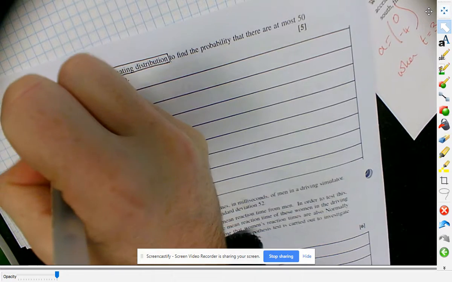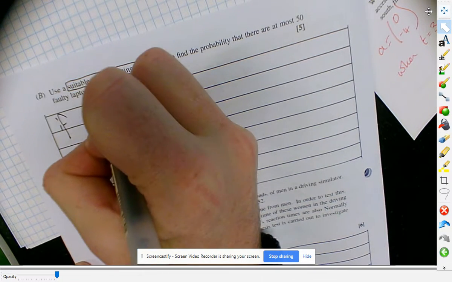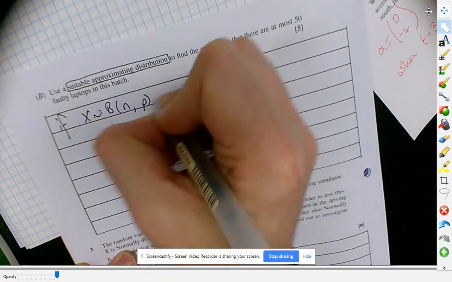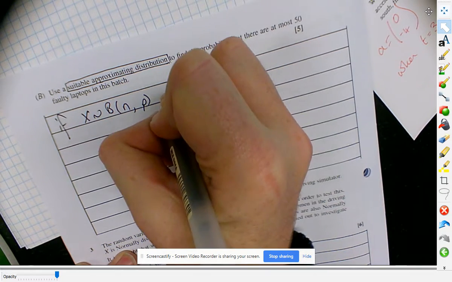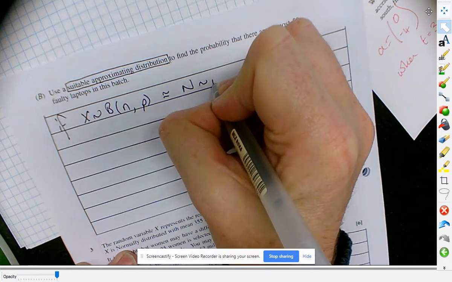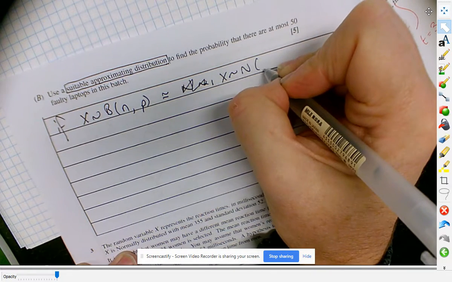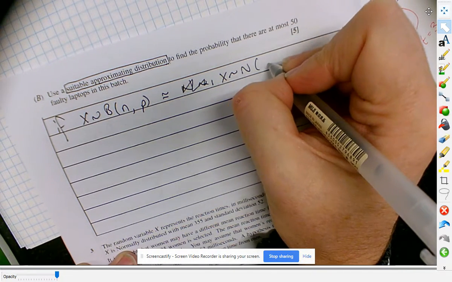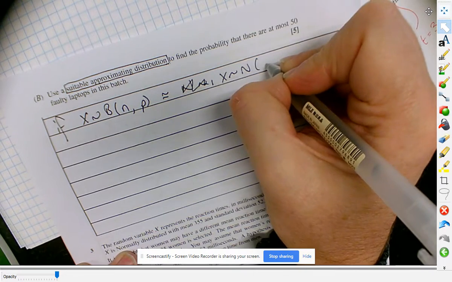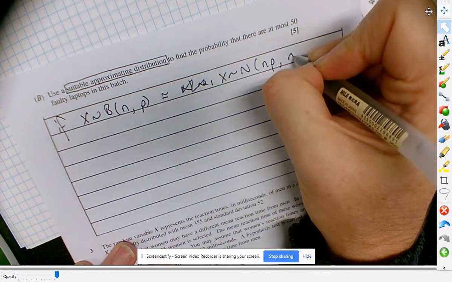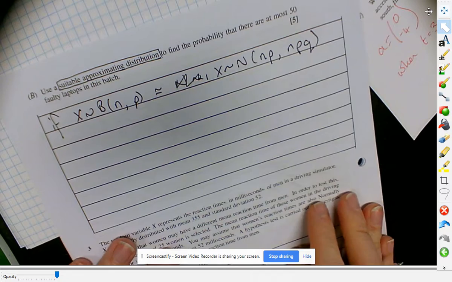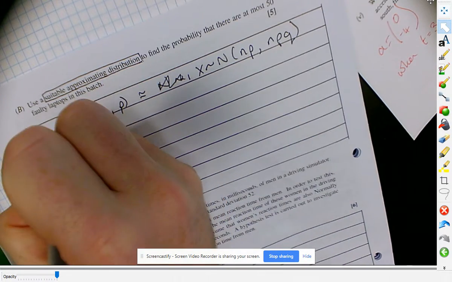So you know that if X is B(n, p), then you can model it. It's approximately normal, the mean, mu, is np, and the variance is npq. So we just need to work those two things out.